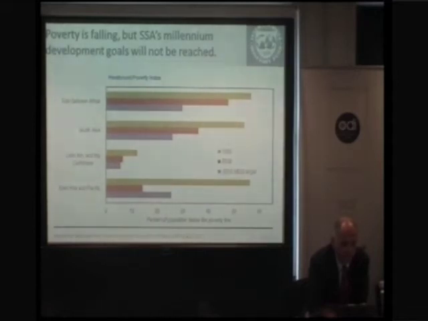Other parts of the world have made faster progress, notably in East Asia. This is certainly a China effect, but you can see how rapidly poverty has been coming down in East Asia, already well beyond what the goal was under the MDG. So this is a relatively rosy picture, you could say.